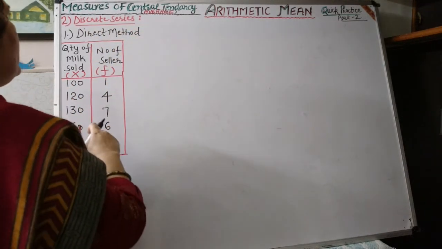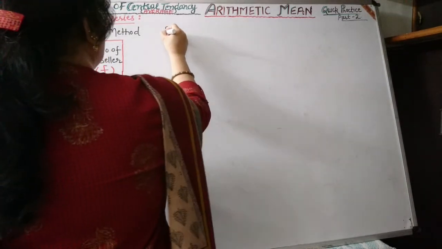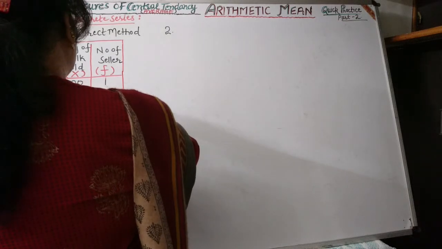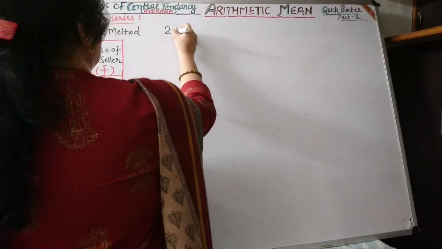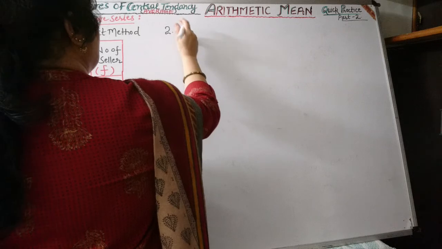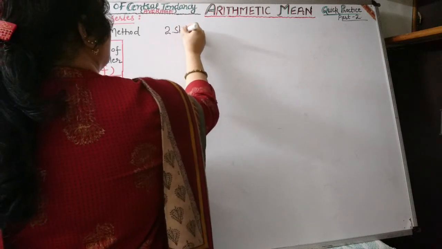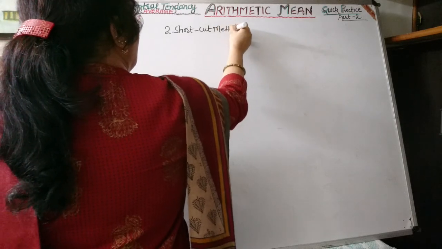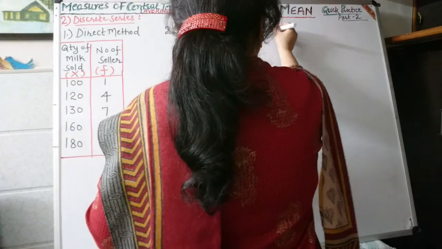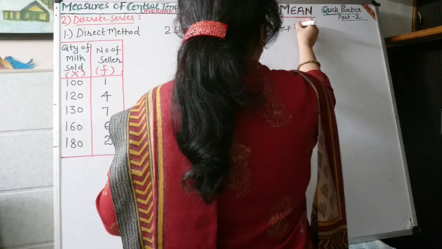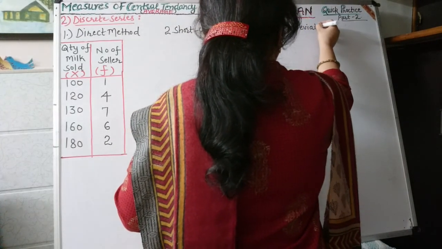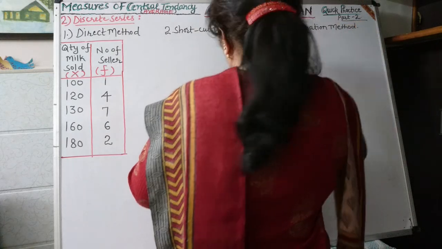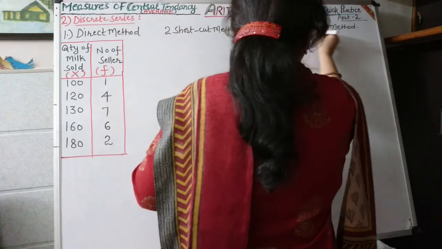Same as we calculated 3 methods in an individual series, all 3 methods we will also calculate in a discrete series. Number 1, direct method. Number 2, shortcut method. Number 3, step deviation method. This is part 2 of the video.